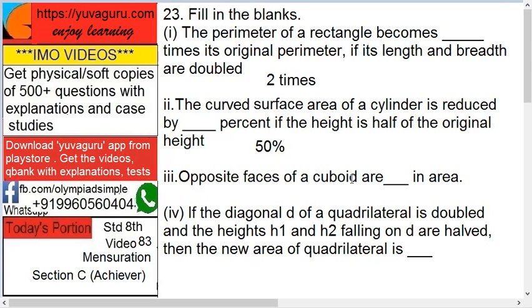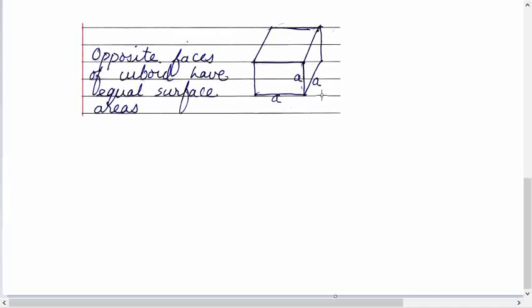Dash in area. Now what is a cuboid? We have studied it in the earlier first video of this chapter, but again I'll repeat. The difference between cube and cuboid is, in a cube all the sides are equal, right? But in a cuboid the opposite faces are rectangles. In a cube all the faces are squares, right?